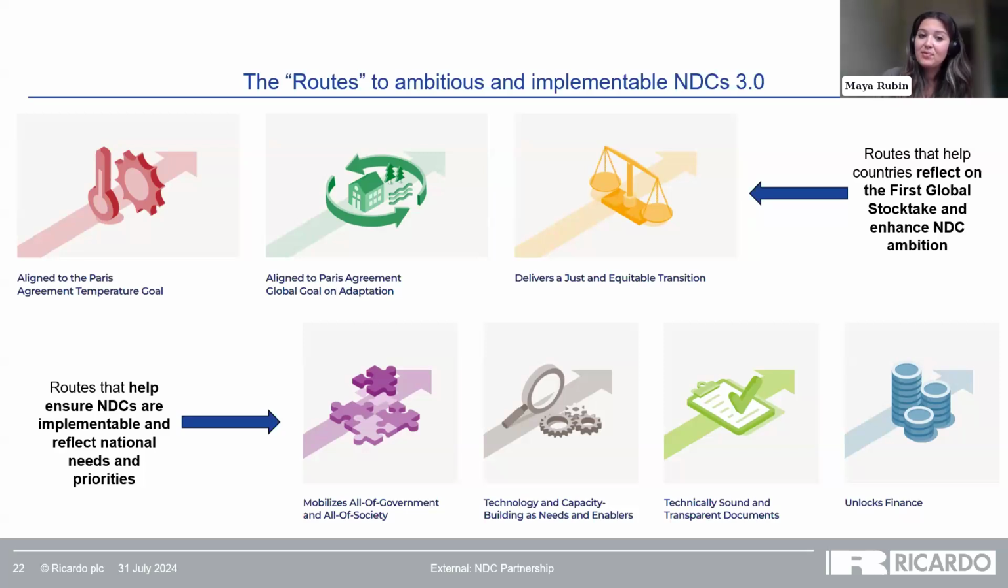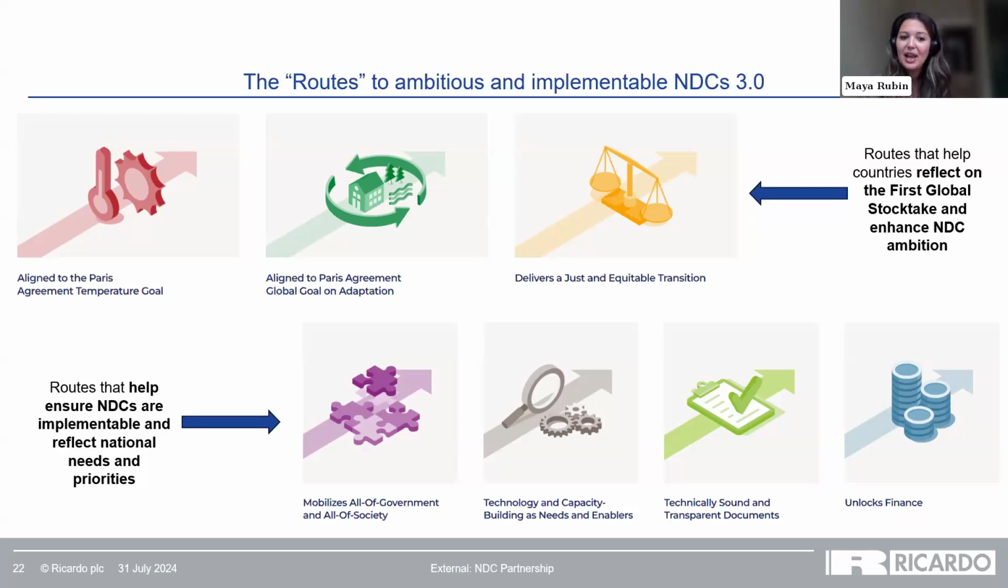And then we have delivers a just and equitable transition. So this route is all about understanding societal impacts and benefits from the NDC and ensuring inclusive approaches to NDC development. And this is really important for ensuring that the low carbon, climate resilient transition benefits all members of society equally and minimizes those negative impacts. Then we can move to the 4 at the bottom of the screen. Those ones that focus a little bit more on implementation.